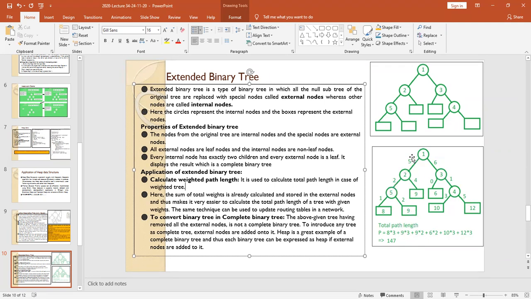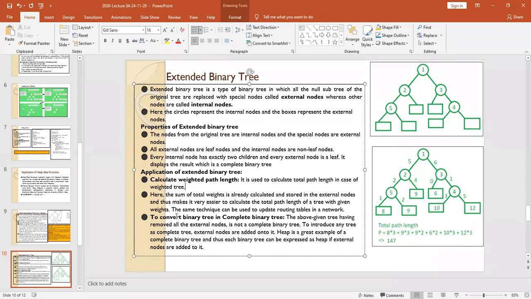Come to this one, 5 plus 4 is 9. So for this one, 6 plus 0 is equal to 6. Then you get this one, 6 plus 1 plus 3, 7 plus 3, 10. Next, 6 plus 1 plus 5, you get 12. That is how you find the external nodes. So the total sum is already calculated and stored in the external nodes, and thus it is easy to calculate the path length with the weights.